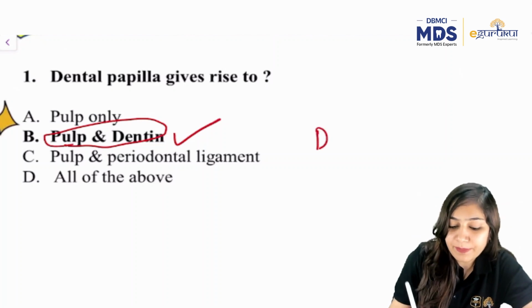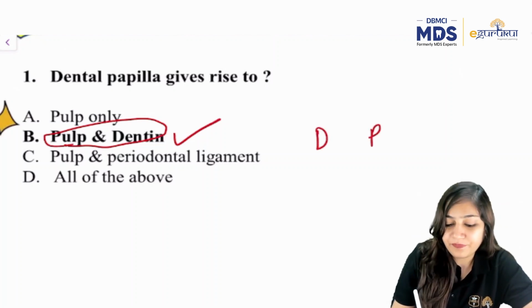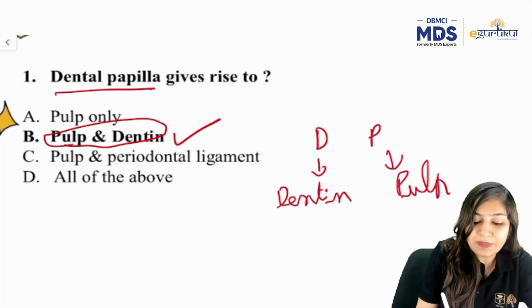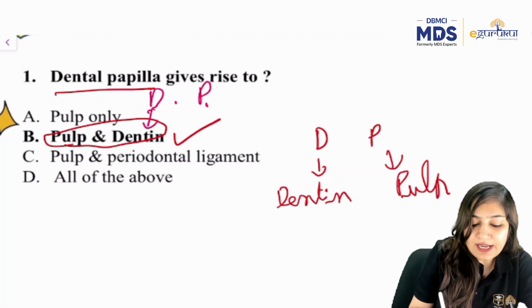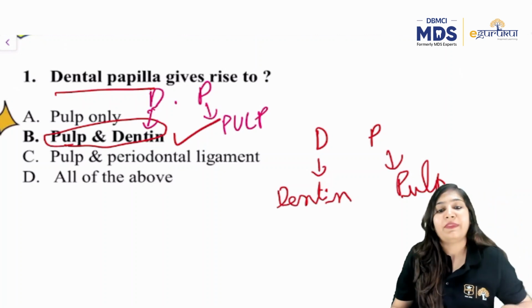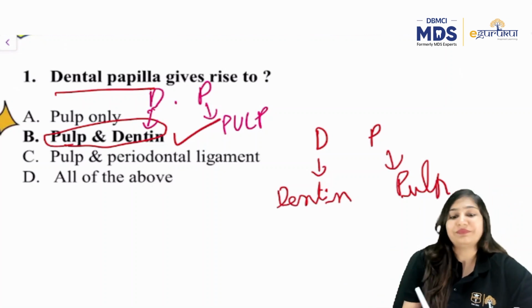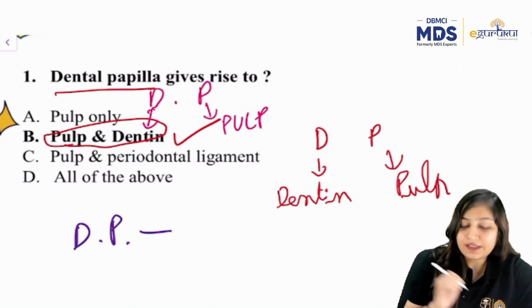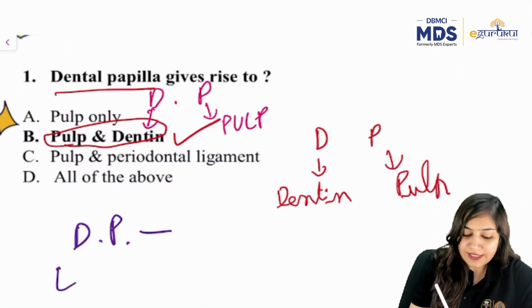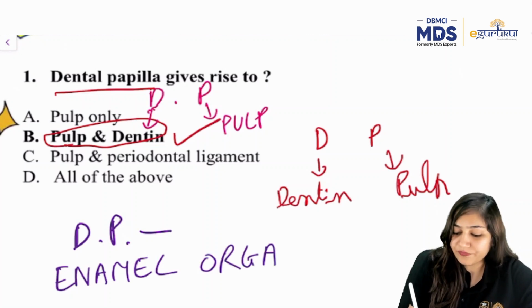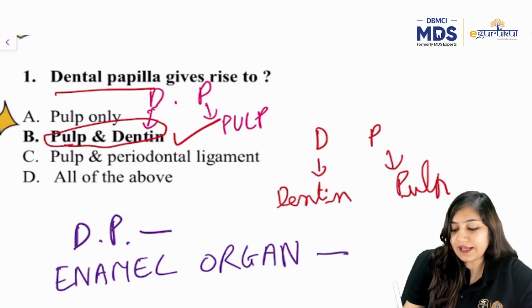Why pulp and dentine here? Because always remember, dental papilla, D and P. D, dentine, P, pulp. So always remember this DP, dental papilla, will give rise to dentine and pulp. So it is very easy for you to remember dental papilla, DP. DP, dentine and pulp. We have enamel organ. Enamel organ gives rise to what? Enamel.